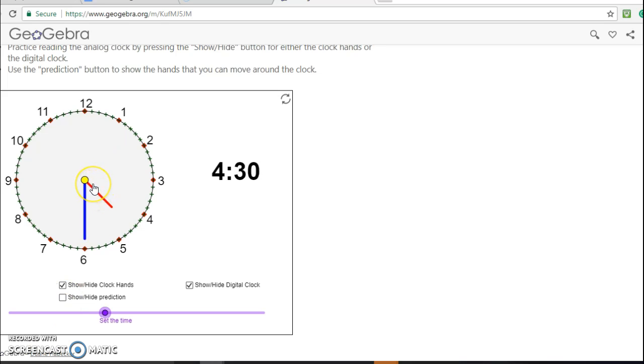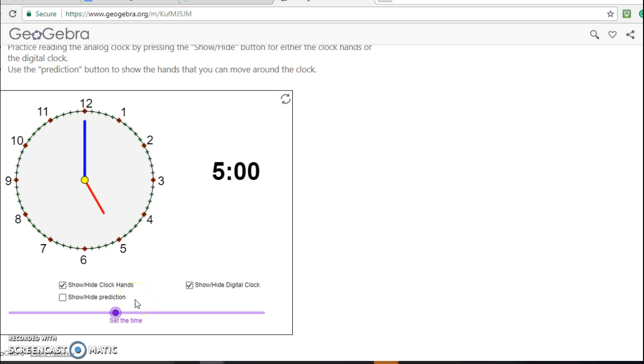Let's try another example. Now we see that the minute hand is facing the 6. So what time is it now? Well, the hour hand is still facing 4. So we're in the 4 o'clock hour. Now let's count the minutes using 5. 5, 10, 15, 20, 25, 30. It's 4:30.